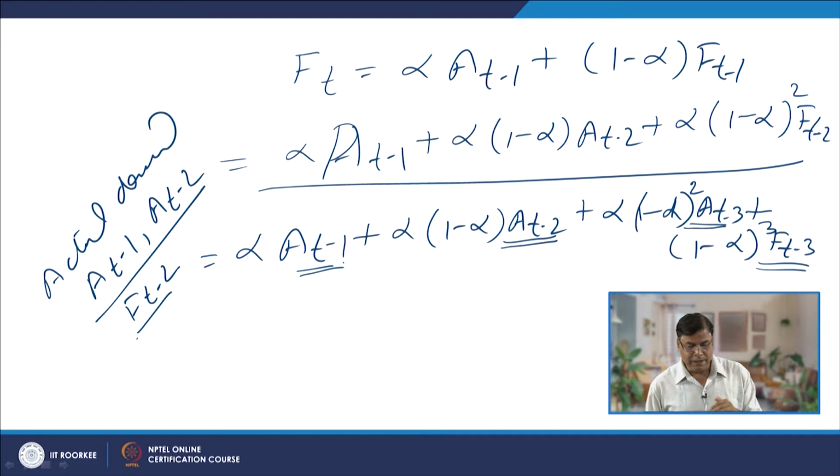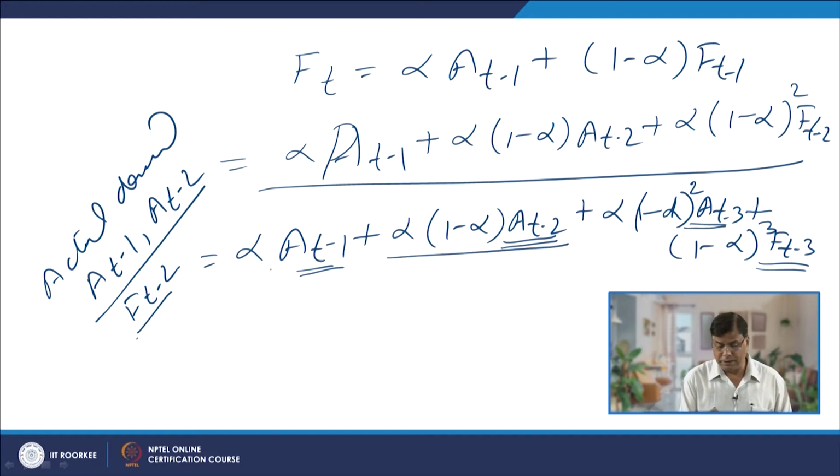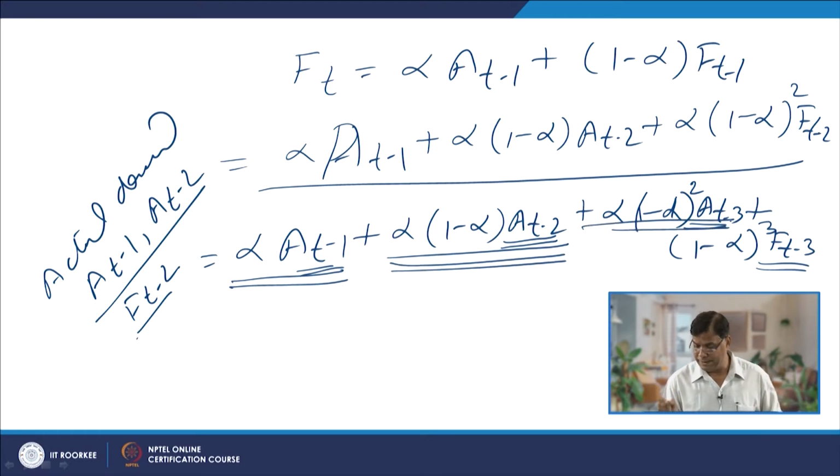So, if we see, the weightage being given to the actual demand of the previous periods and to the forecast data is reducing exponentially. This is about the most recent period, this is about the second most recent period, this is about the third most recent period, and this is the consideration of the forecast data of the third period.